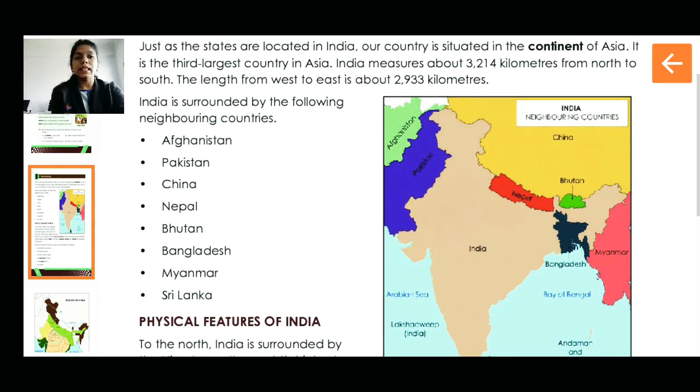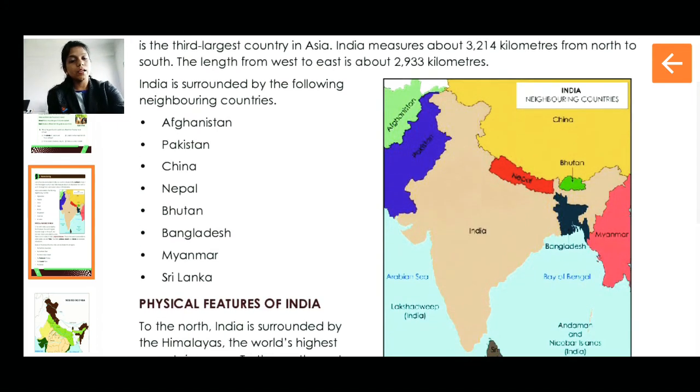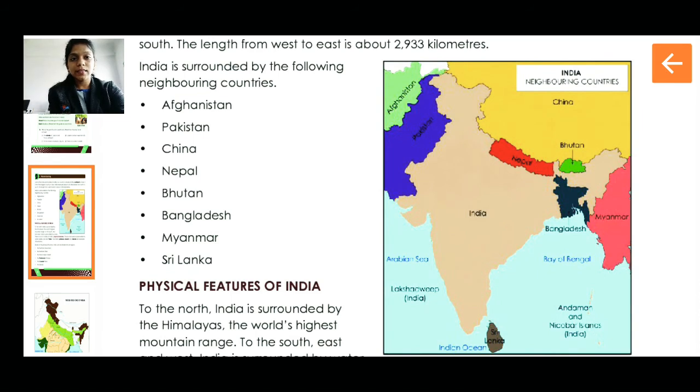Okay, students. Now we will see India is surrounded by the following neighboring countries. Now you know what is neighboring. We have discussed earlier. So neighboring are your surrounding, the one who is closer to you. So which are the other countries which have surrounded India? They are Afghanistan, Pakistan, China, Nepal, Bhutan, Bangladesh, Myanmar and Sri Lanka. So these are the different countries which are the neighboring countries of India.